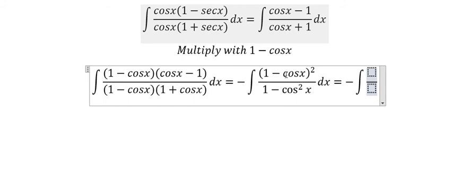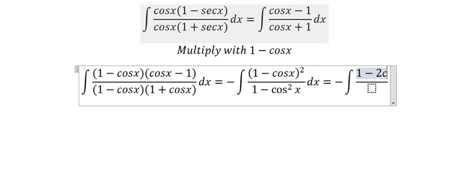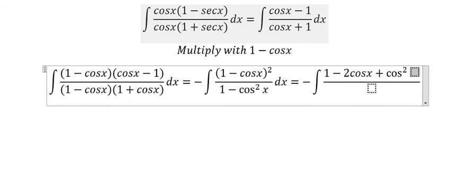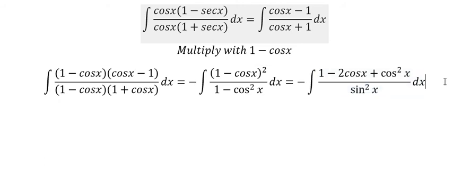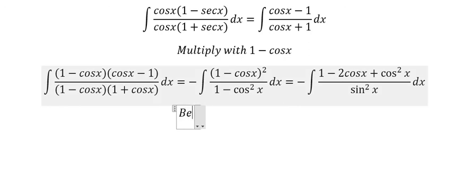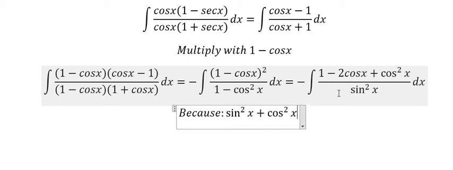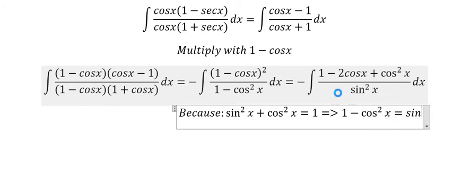This one we have 1 minus 2 cosine x plus cosine x power 2. This one changes to sine x power 2, because sine x power 2 plus cosine x power 2 equals 1. That's the reason why 1 minus cosine x power 2 equals sine x power 2 in here.